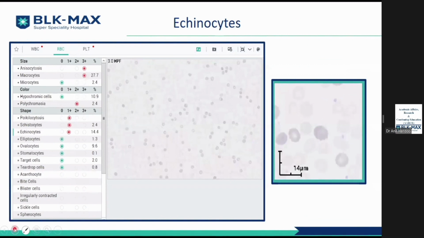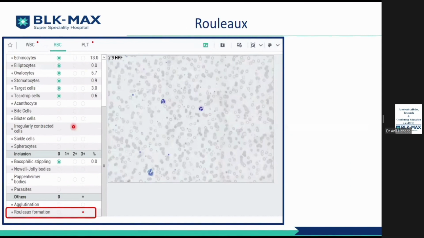Again, another case wherein there was a patient with a liver disorder where we were able to pick up very distinctly and beautifully the presence of echinocytes and acanthocytes in such patients. And it was also very distinctly highlighted. There was presence of fragmented red cells as well in this particular case. And this was a case of subacute DIC in a patient in our center.